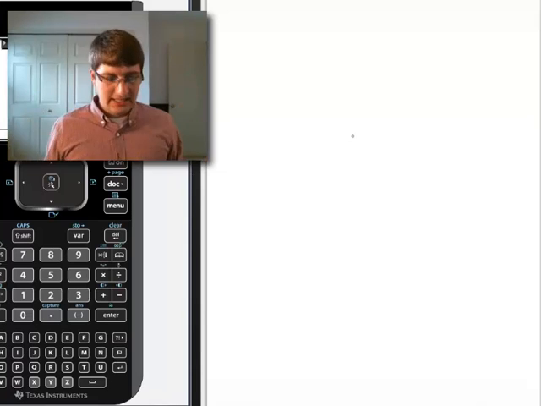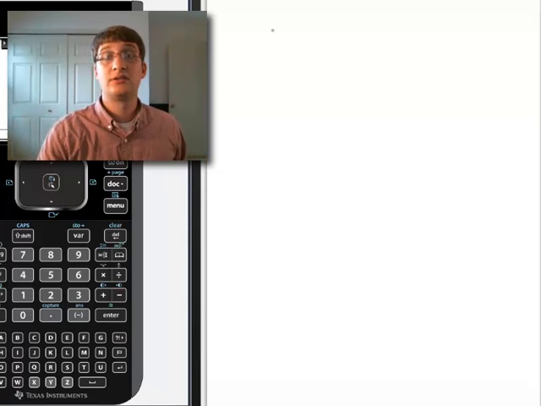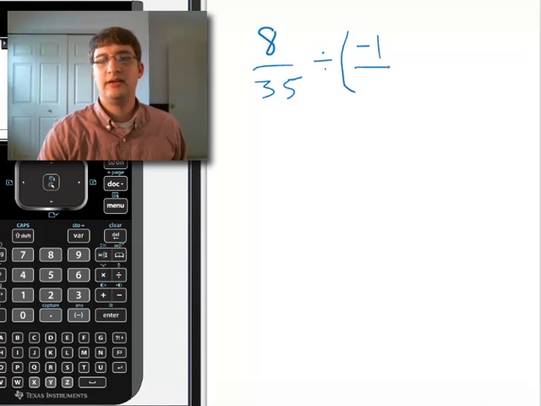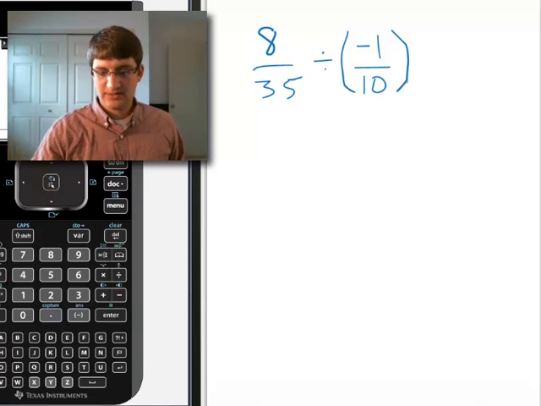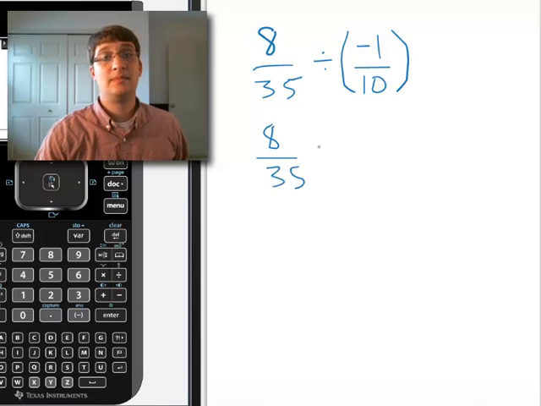The next problem that we're going to try, let's up the ante a little bit and get a little bit more difficult. 8/35, and let's divide that by negative, and let's put this in parentheses, -1/10. We've got to multiply the reciprocal here. So let's make it into a multiplication problem: 8/35 times 10 over 1.